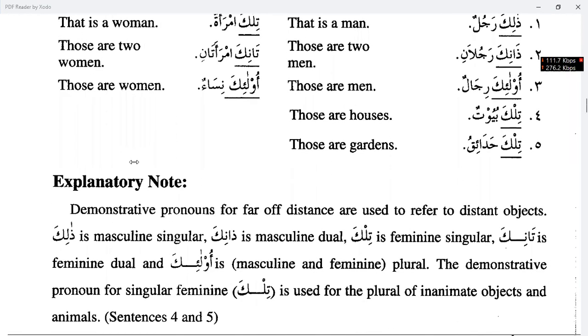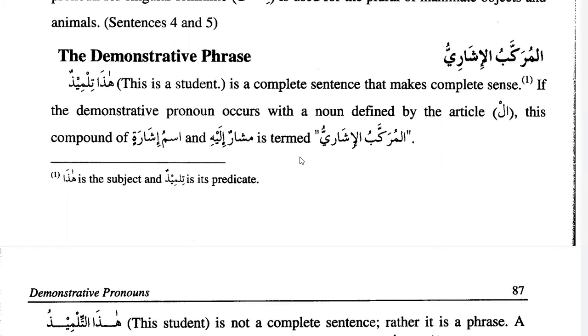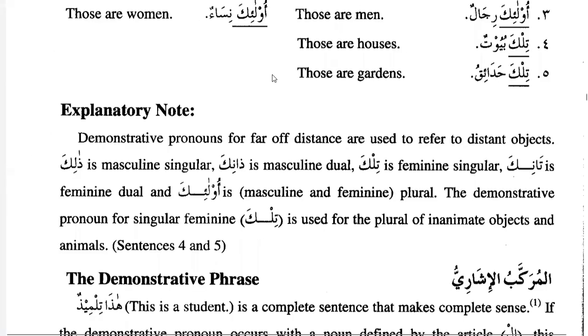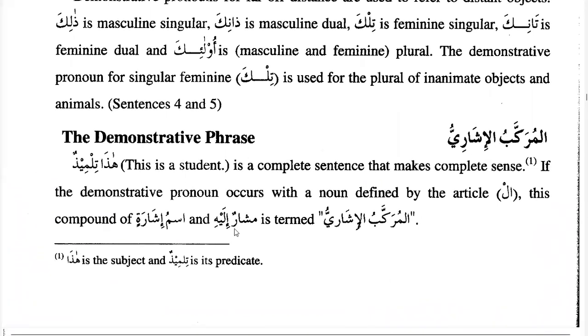So the next student is Mohammed Usman Ambalo. Okay. I read the demonstrative phrase, Al Murakabul Ishariyu. Hadha tilmidh, this is a student. It's a complete sentence that makes complete sense if the demonstrative pronoun occurs with a noun defined by the article Alif Lam. This compound of Ismu Ishara and Musharun Ilayh is termed Al Murakabul Ishariyu. What is Ismu Ishara? Demonstrative pronoun? Yes. All the demonstrative pronouns that you have studied so far are known as Ismu Ishara, okay?